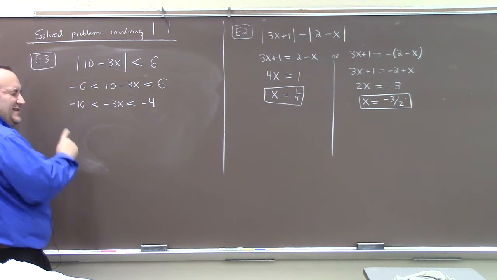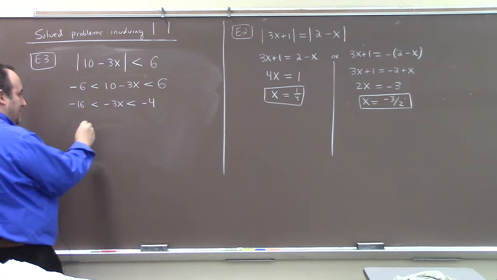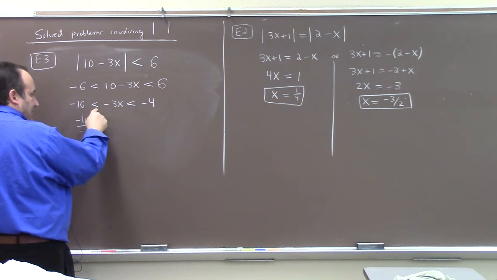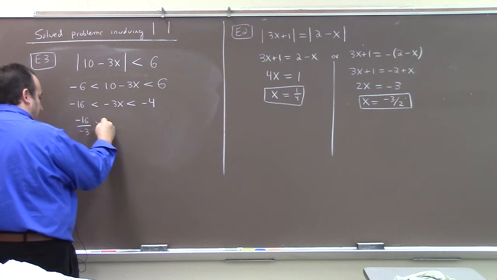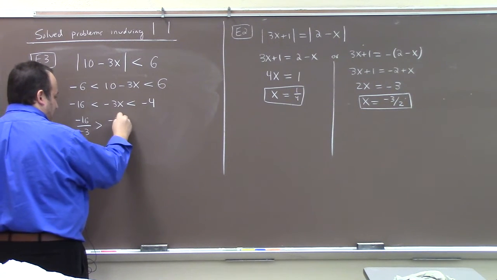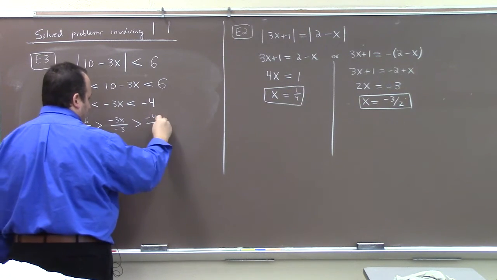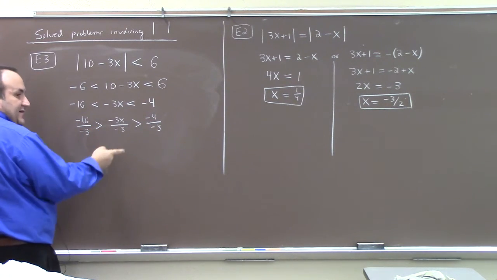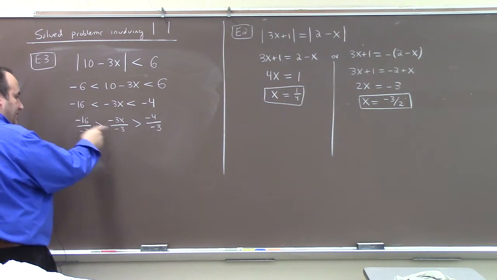Then if I divide the inequality by minus 3, got to watch out for this. So minus 16 over minus 3, right? And when we divide by a negative, we have to flip the inequality. So it's greater than minus 3x over minus 3, greater than minus 4 over minus 3. So dividing by a negative number reverses the inequalities. And of course, then the minuses cancel.